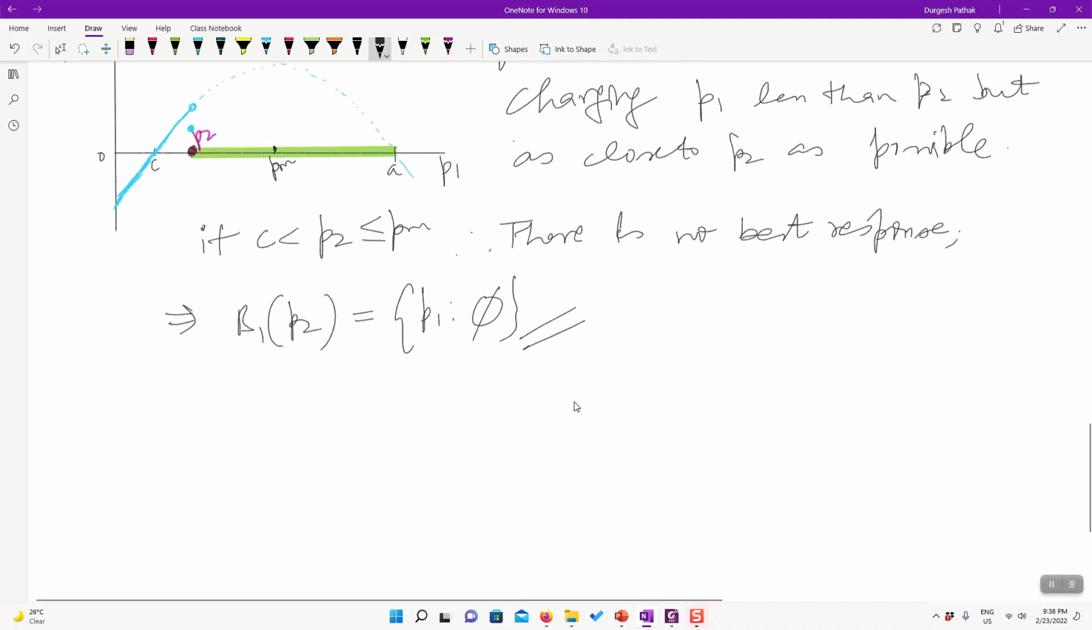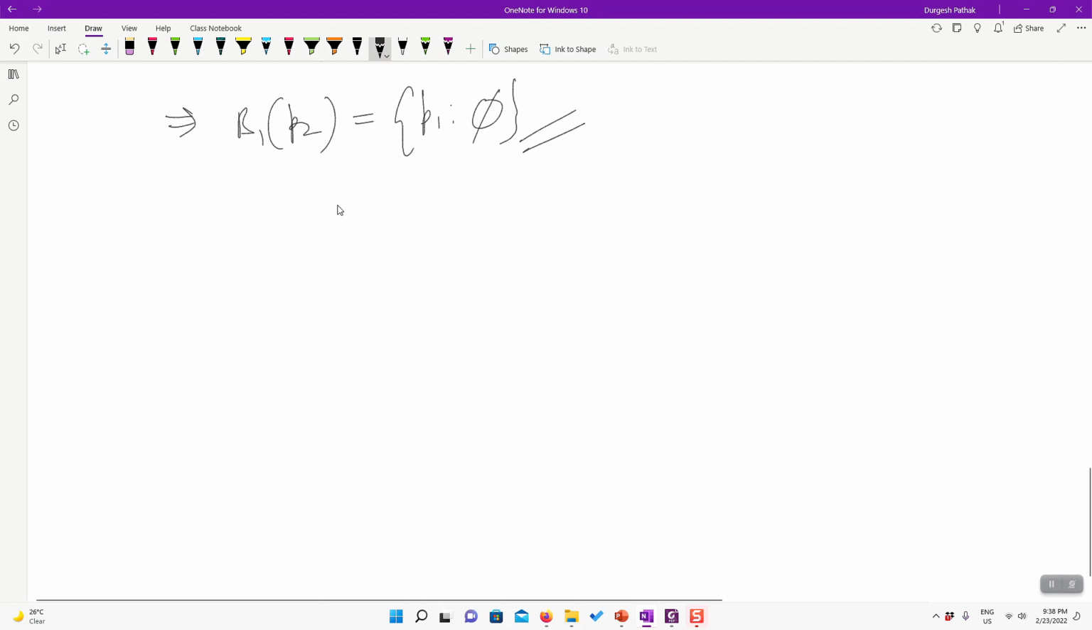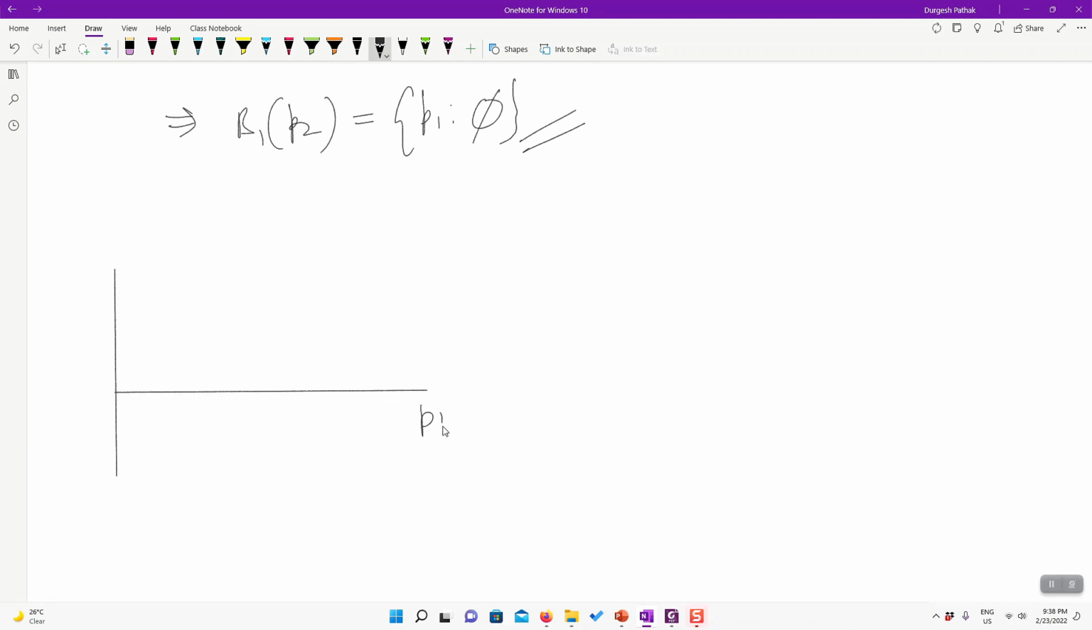Okay, and now the last situation, when firm 2 is charging a price that is more than monopoly. This should be actually pretty intuitive to you, what the firm 1 should do here. It should simply charge the monopoly price, because firm 2 is charging more than the monopoly. So if I charge monopoly, I will be undercutting the firm 2, as well as I will be actually selling at the best possible price that is possible for any seller.